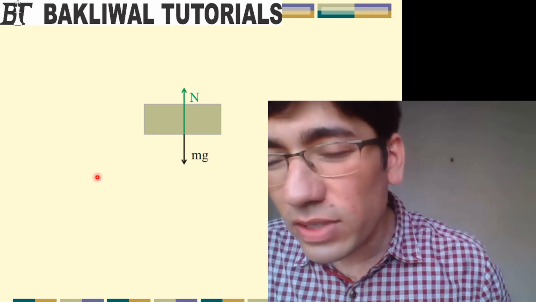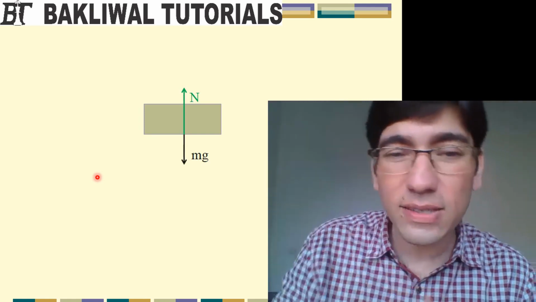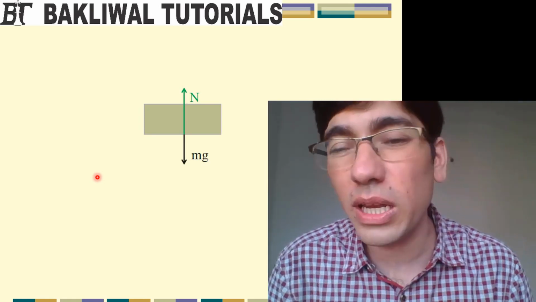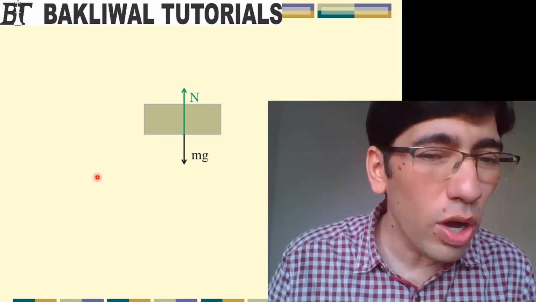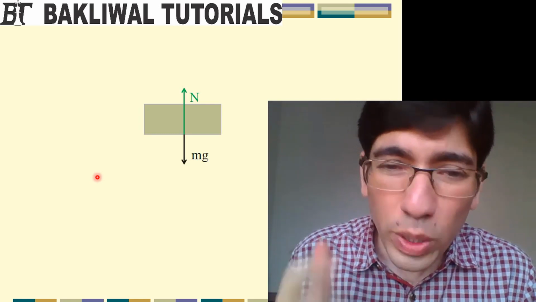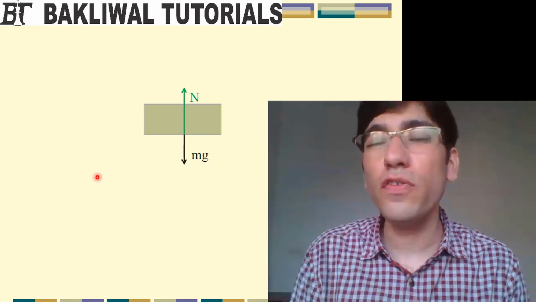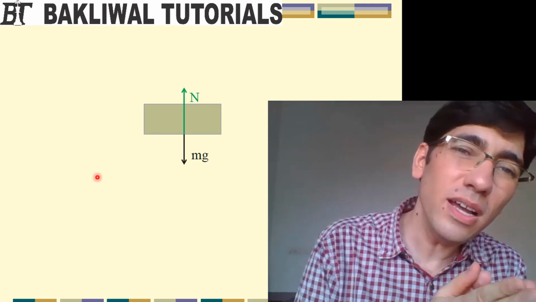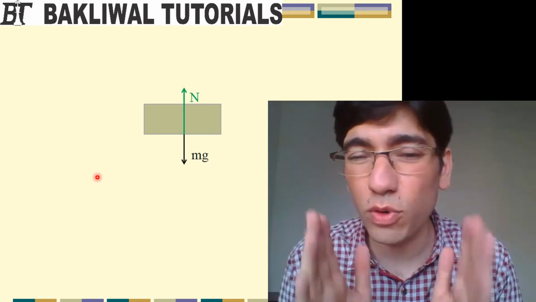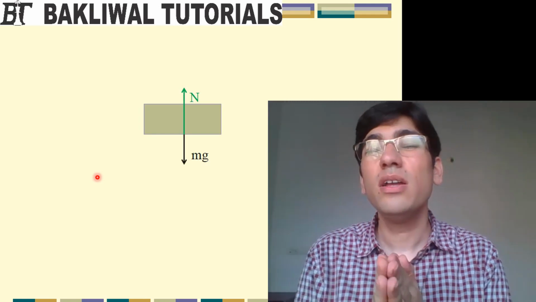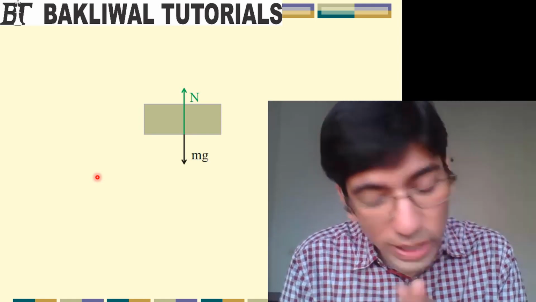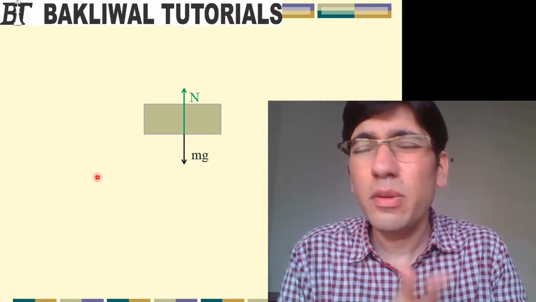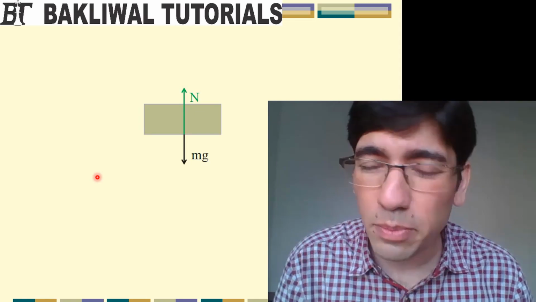There is another explanation which I can give you to make you realize that these mg and normal do not form an action reaction pair, but that ideally is going to follow after a while. mg is what kind of a force? mg is a gravitational force. Normal is what kind of a force? It's a contact force. Yes, it's a contact force, but contact force is a lousy term.